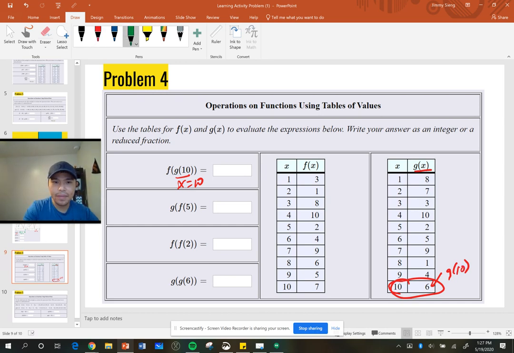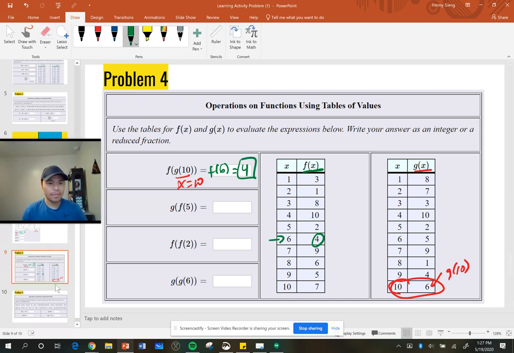So if g of 10 is equal to 6, I now have f of 6, don't I? So I'll go ahead and look for the f. There's the f, where there's x equals 6 right there. So now my value is going to be 4. So this answer should just be 4.